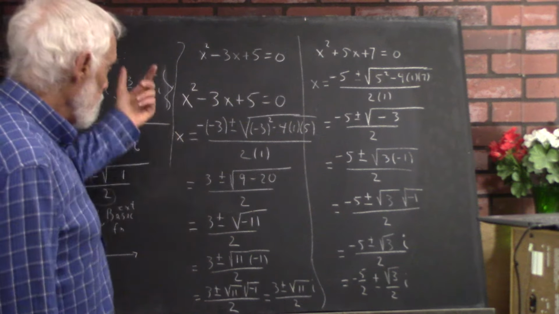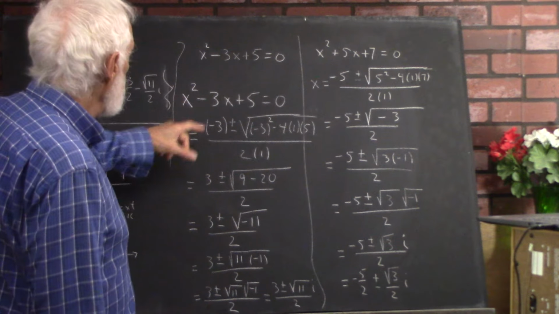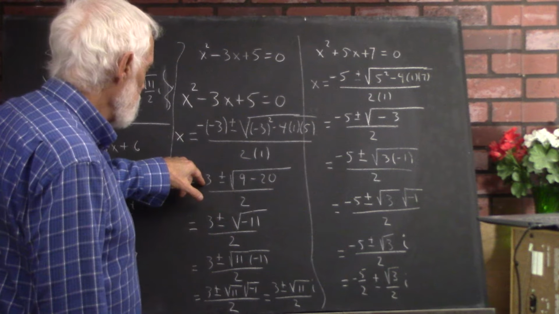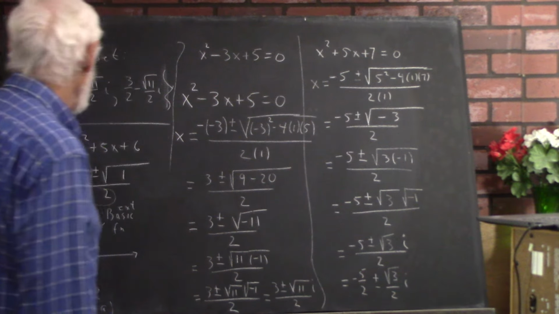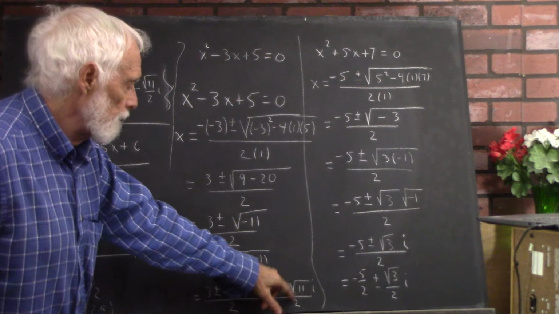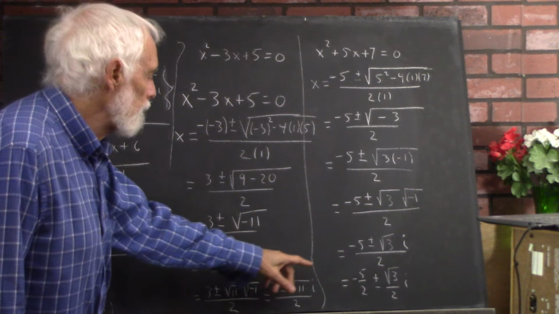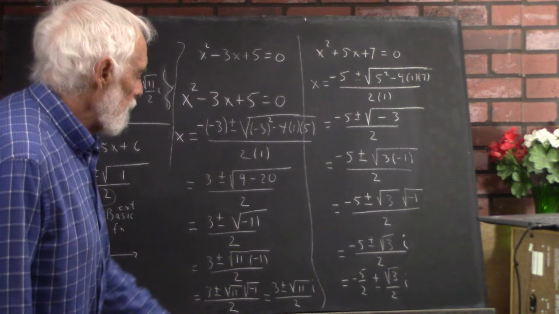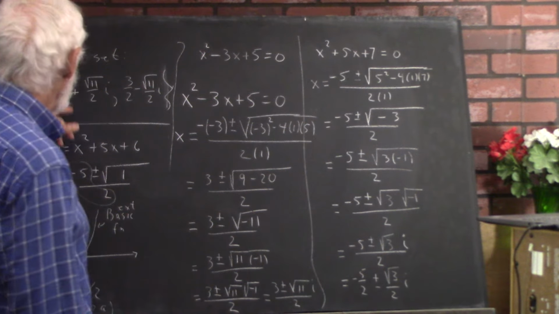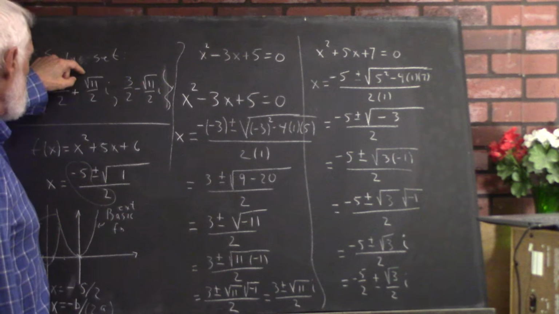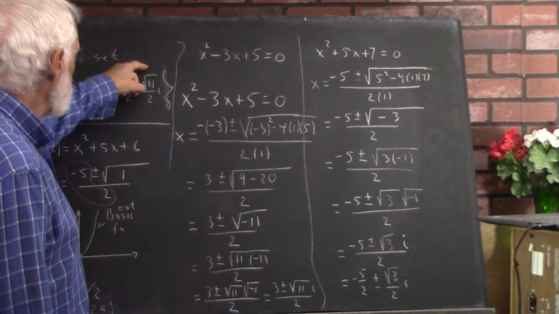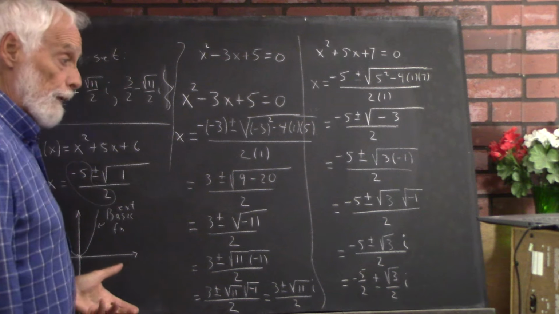One thing we didn't do before, we didn't have a negative here, but a negative of a negative gives us a positive. Make sure we understand that. So anyhow, here's our solution set. 3 plus or minus the square root of 11 i, all over 2. We distribute the division by 2, and we get 3 halves plus the square root of 11 over 2 i for the plus, 3 halves minus the square root of 11 over 2 i for the minus.